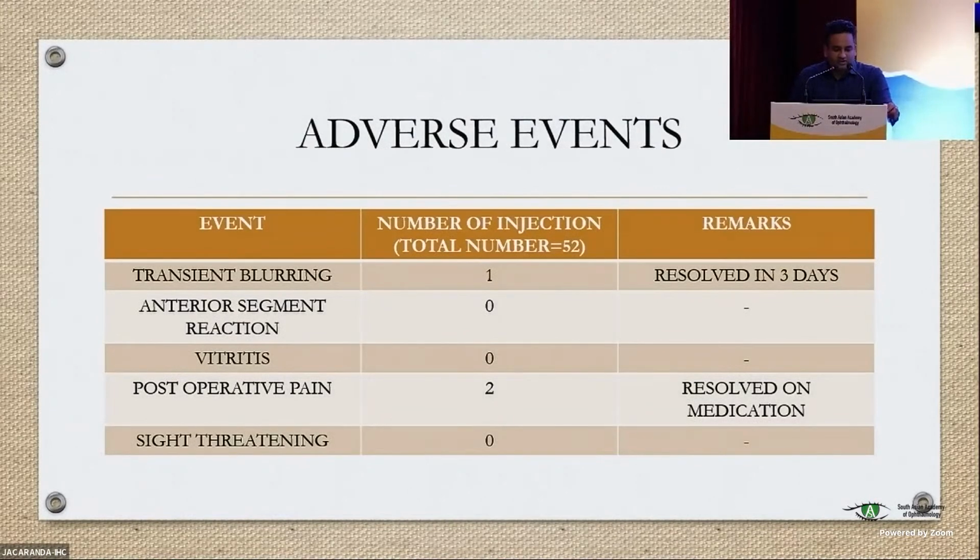So for adverse events, out of 52 injections, there was only 1 transient blurring, which resolved in 3 days. No anterior segment reaction or vitritis was seen in any of our cases. Post-operative pain was seen in 2 cases, which resolved on medication. There was no sight-threatening complication.